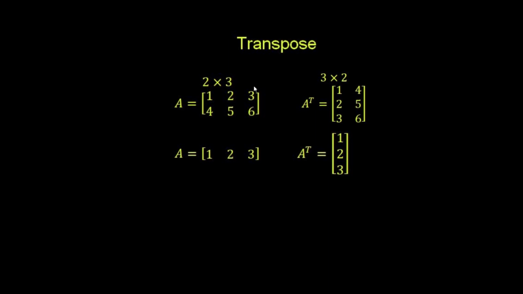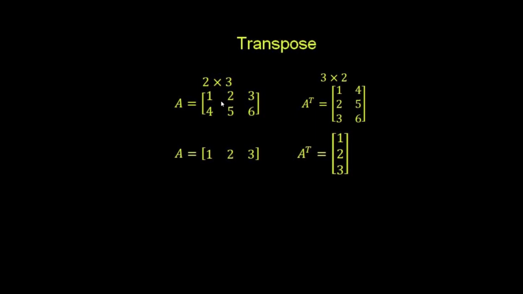Now let's look at matrix transpose. So we have this matrix here A, which is a 2 by 3. That is, it's got 2 rows and 3 columns. We want to form the transpose of this. So we write the A with a little t. So this is read A transpose.